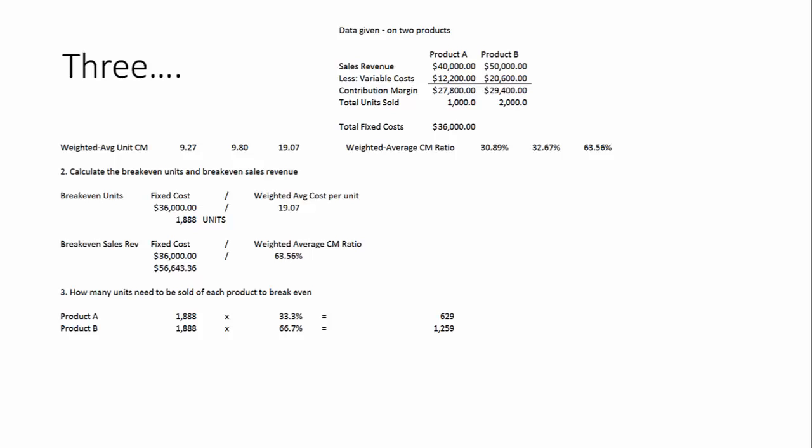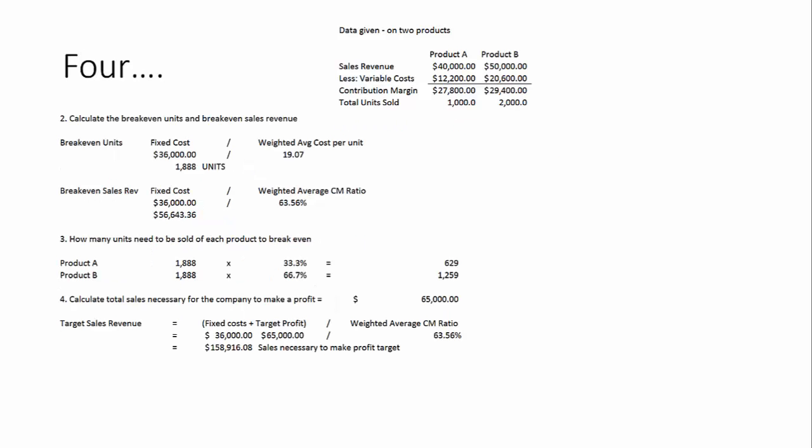Now we want to calculate how many units need to be sold of each product to break even. We take the 1,888 units that we calculated for the break-even units in total. For product A, we multiply that by 33.3%. If you remember, that percent is the 1,000 units for product A divided by the total units of 3,000. So for product A, we need to sell 629 units. For product B, it's 1,888 units times 66.7%, which is 2,000 units divided by 3,000. That gives us, for product B, 1,259 units.